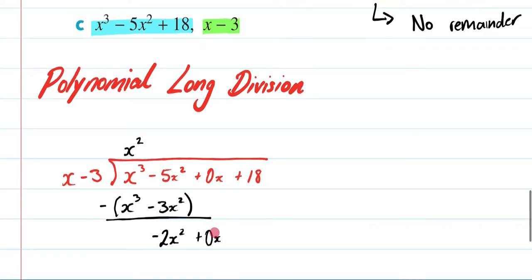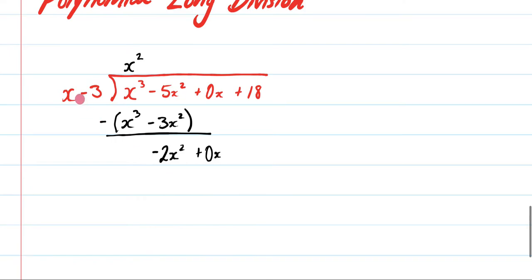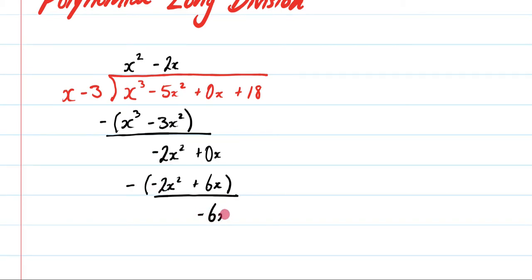And now I simply repeat the process. How many times does x go into negative 2x squared? It goes in negative 2x times. Then I multiply: negative 2x times x is negative 2x squared. Then negative 2x times negative 3 is going to be plus 6x. And then I subtract. These are going to go away, and I'm going to be left with negative 6x. I then carry down this, and I go again.